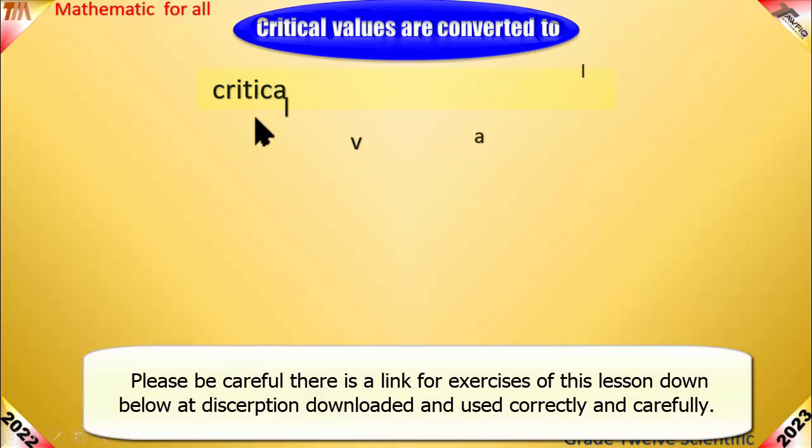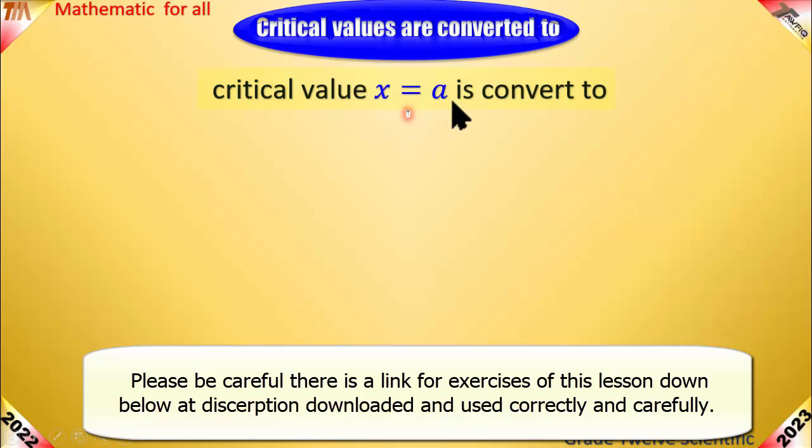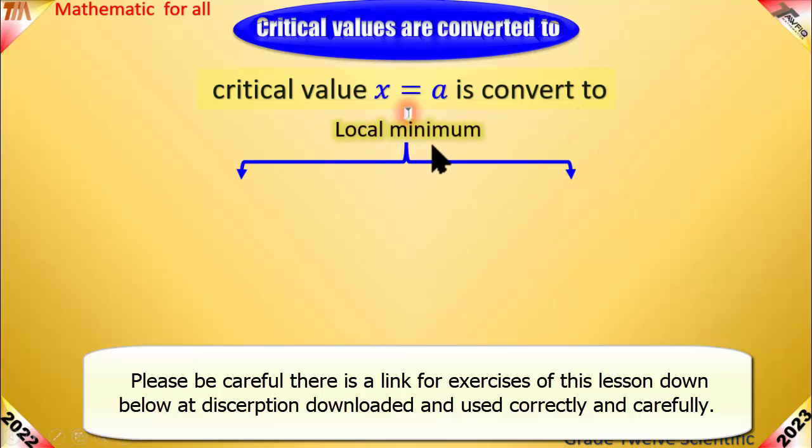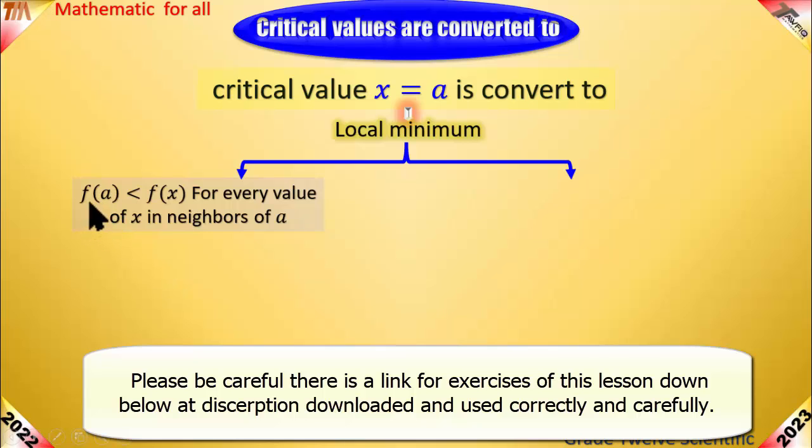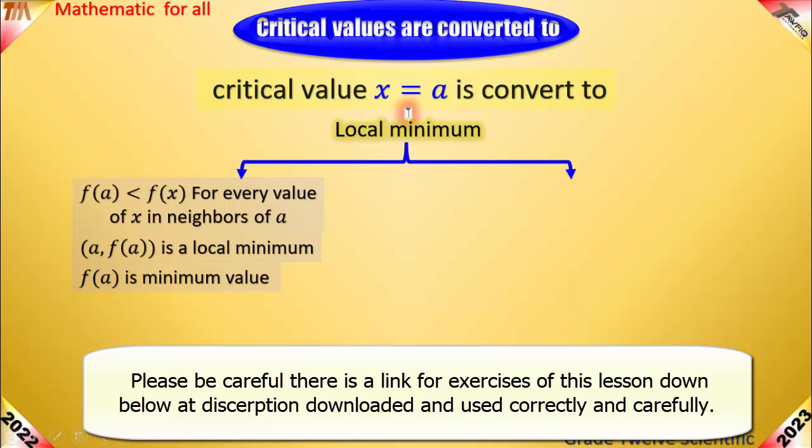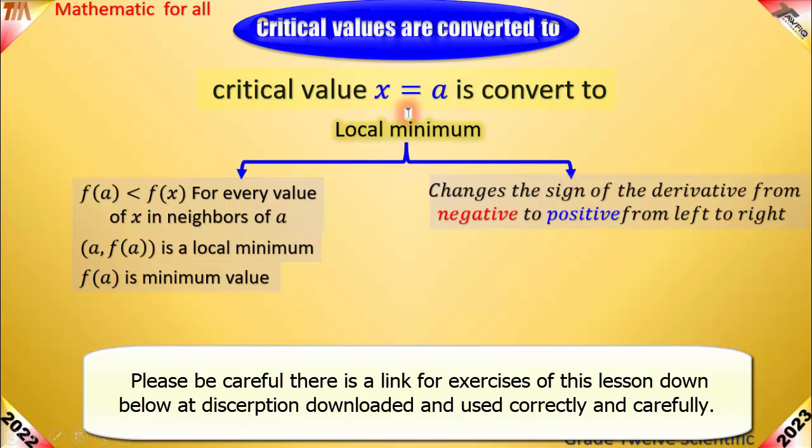And the critical value x equal a is converted to a local minimum if f of a is smaller than f of x for every value of x in the neighborhood of a, and f of a is the minimum value. The local minimum changes the sign of the derivative from negative to positive, from left to right.